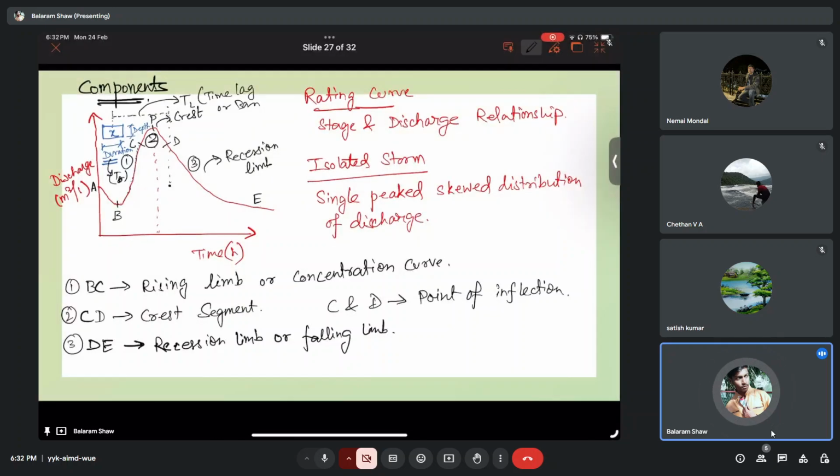Okay, I hope it is clear. But what is time lag? Time lag or basin lag is the time from the center of mass of the rainfall excess to the center of mass of the hydrograph. Okay.